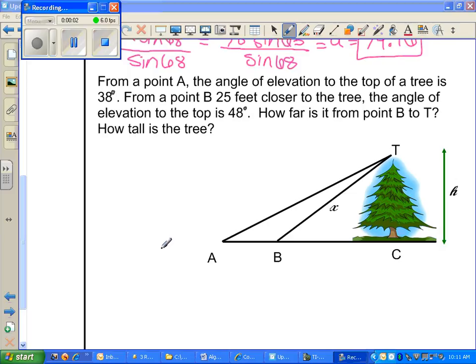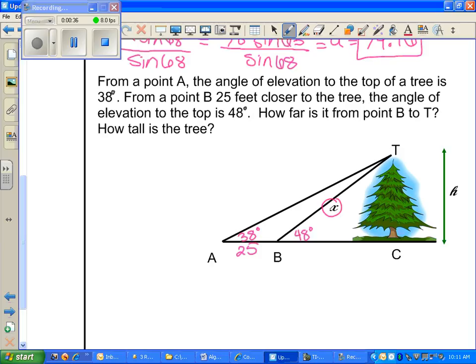So here's an application problem using the law of sines. It says from a point A, the angle of elevation to the top of a tree is 38 degrees. So here in angle A, we're going to put 38 degrees. From point B, which is 25 feet closer, so the distance from A to B is 25. The angle of elevation there is 48 degrees. How far is it from point B to T? So we're looking for this, that is an italic x there in the picture. And how tall is the tree?